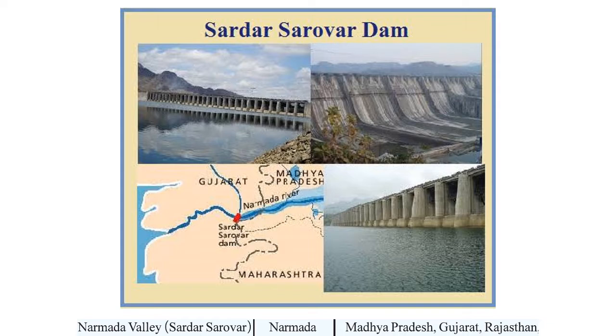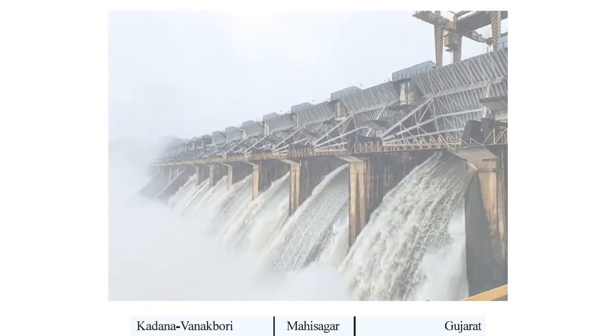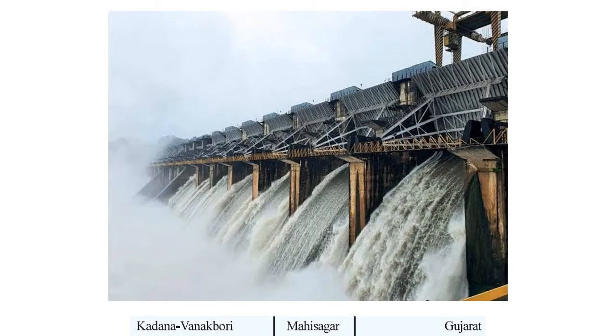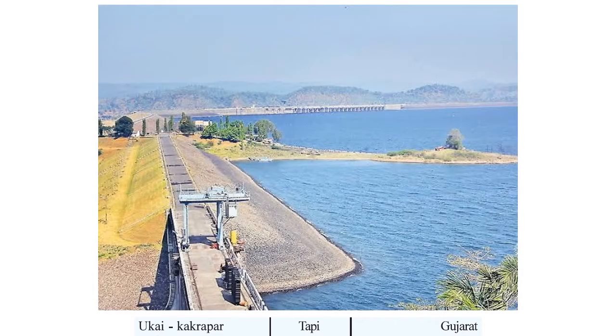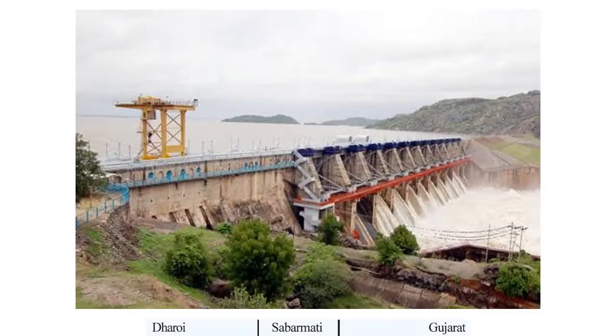Narmada Valley, that is Sardar Sarovar Yojana in the Narmada River, distributed in the states of Madhya Pradesh, Gujarat, Rajasthan and Maharashtra. Kadana Wakabori dams built on the Mahisagar River situated in Gujarat. Ukai Kakrapar Dam situated on the Tapi River in the state of Gujarat. Dharoi Dam on the Sabarmati River situated in the state of Gujarat.